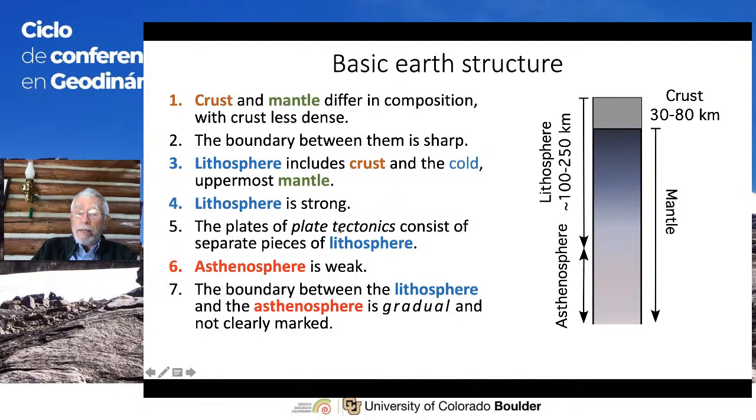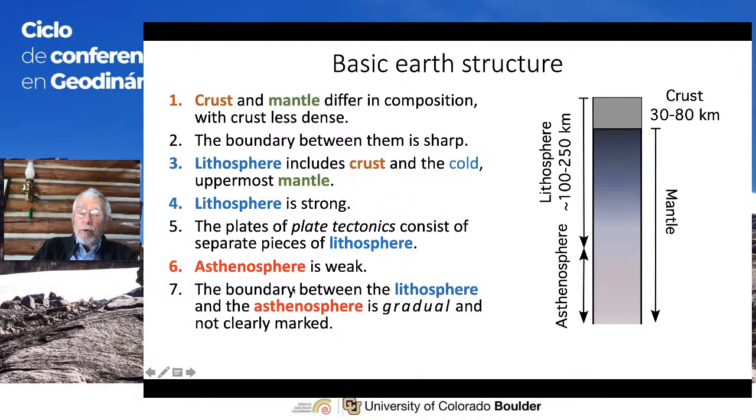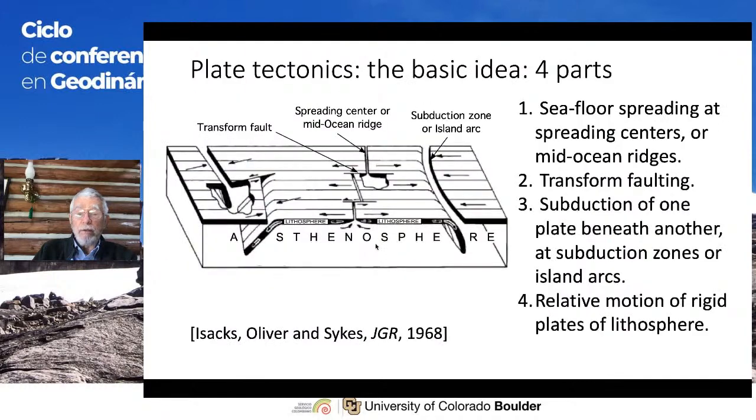And the plates of plate tectonics consist of separate pieces of lithosphere. Remember, both crust and cold upper mantle. The asthenosphere is weak, and the boundary between them is gradual. It's not clearly marked. We often simplify and treat the lithosphere as a finite layer, and lots of my illustrations will do that, but one should never forget that the boundary is gradational.